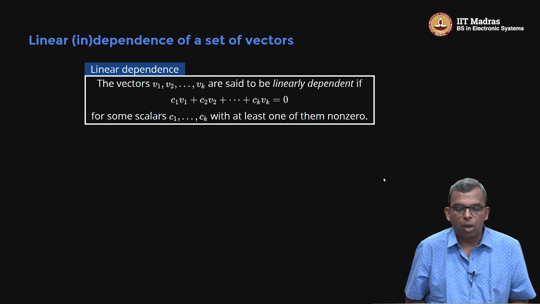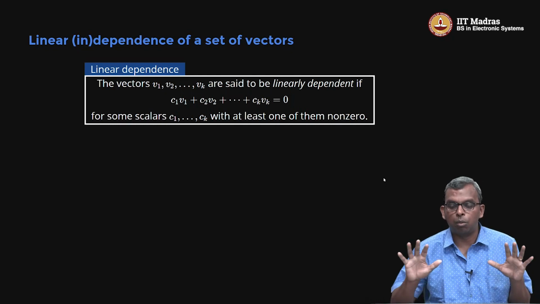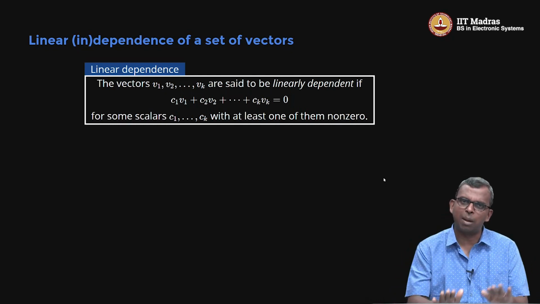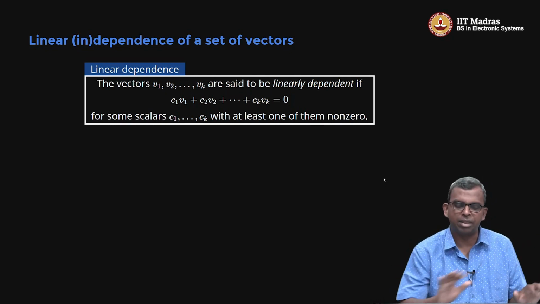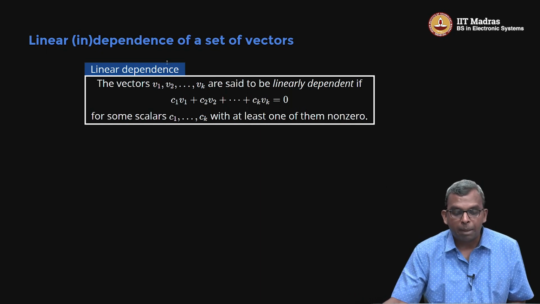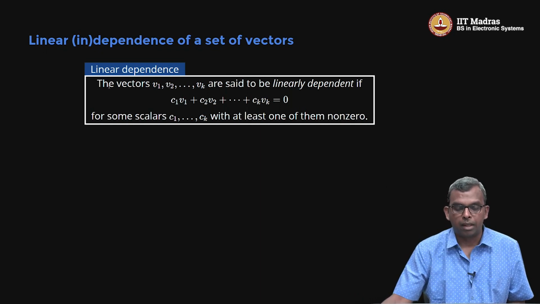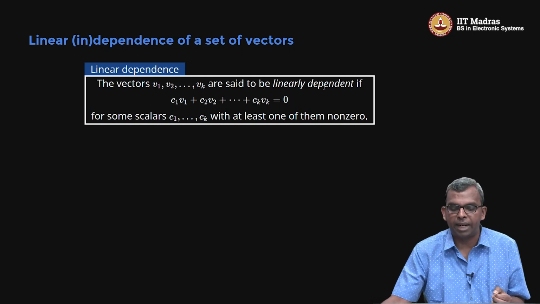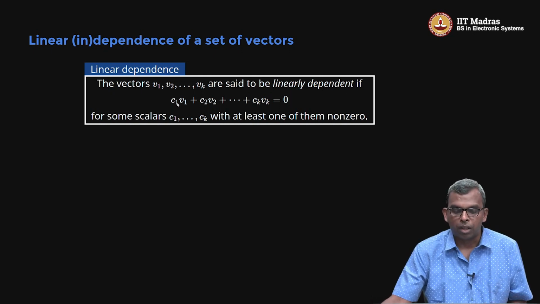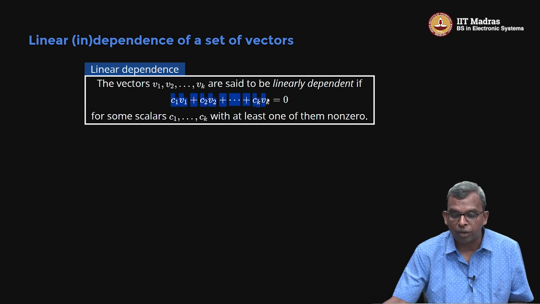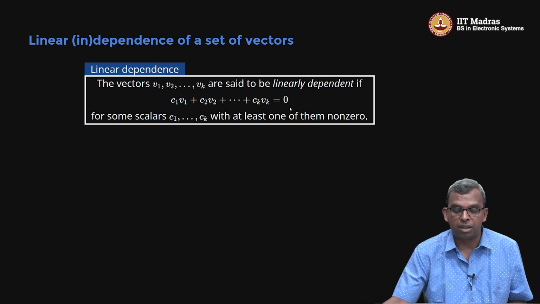Okay, so now we are going to generalize. This is the most general definition, and you'll see this goes back to the previous definitions. It ties up well with them. So, linear dependence of a set of vectors. The vectors v1, v2 to vk are said to be linearly dependent if you have a linear combination of these vectors which becomes 0.